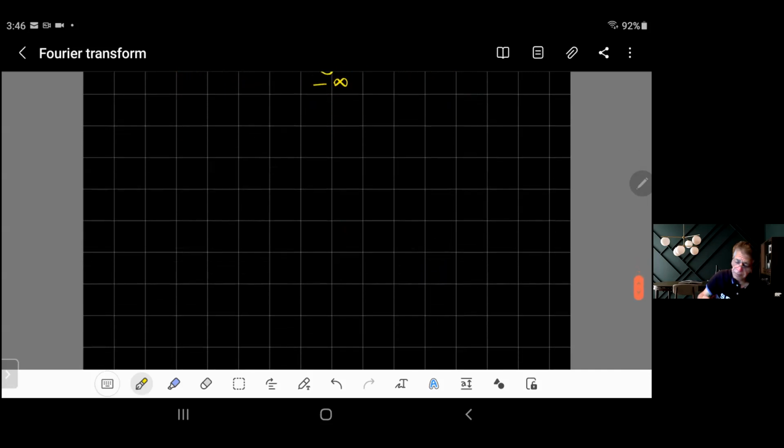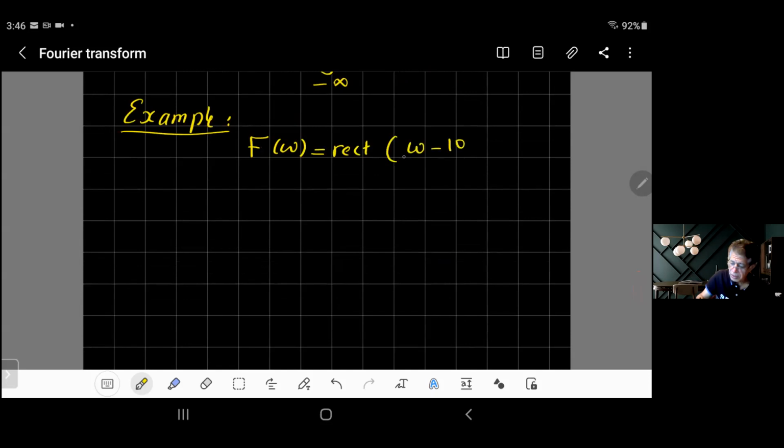Let's say that in this example, F of omega is equal to a rectangular function, omega minus 10 over 2 pi. So this is the function in the frequency domain, and the requirement is to find the corresponding function in time.